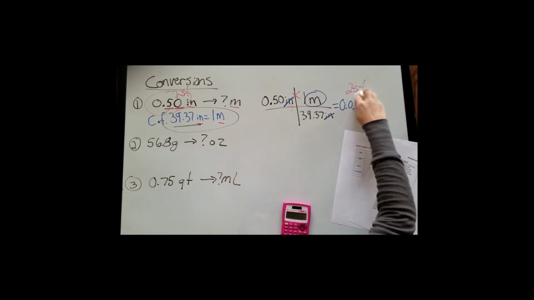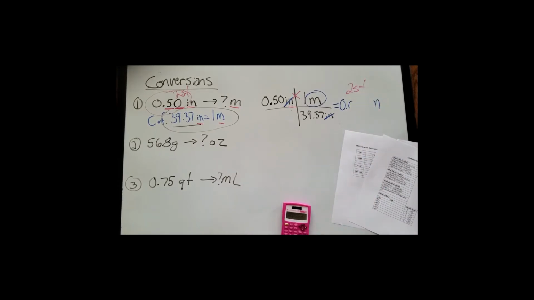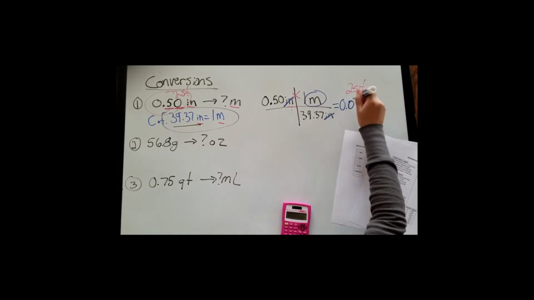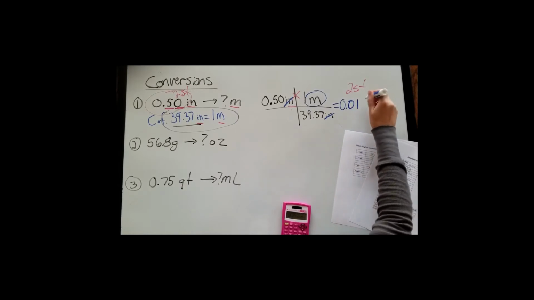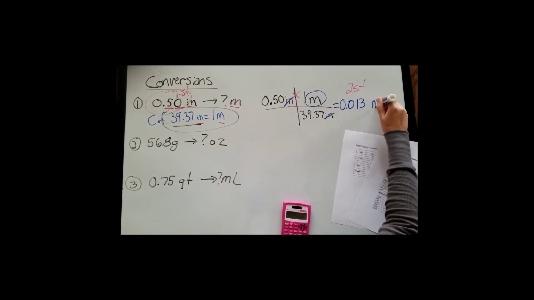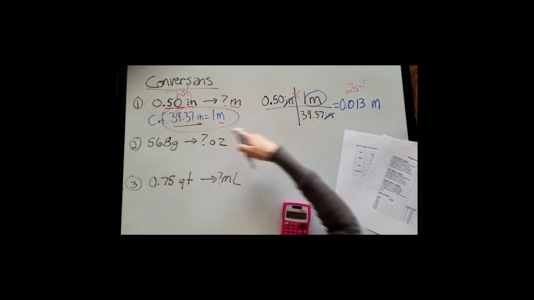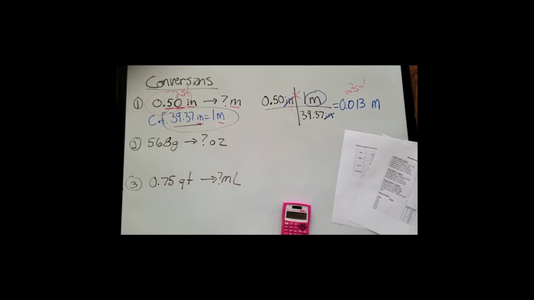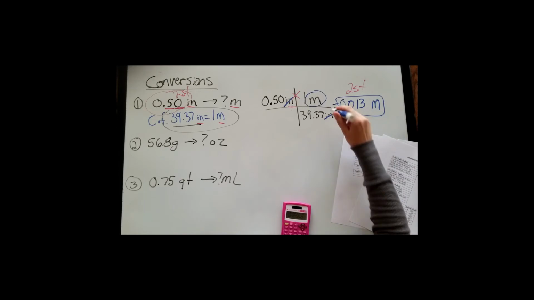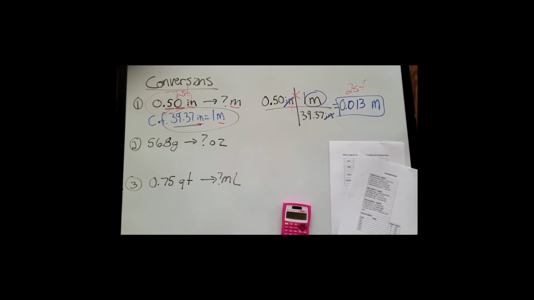So let me go ahead and erase this. And my answer to the correct number of sig figs should be 0.013 meters. So half an inch is equal to 0.013 meters. Let's look at the next one.